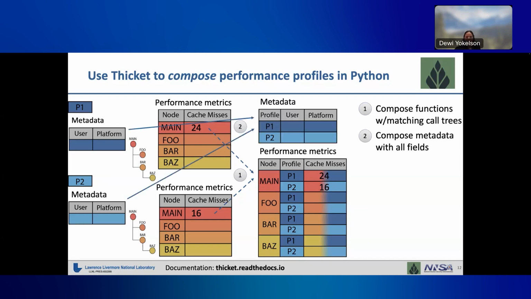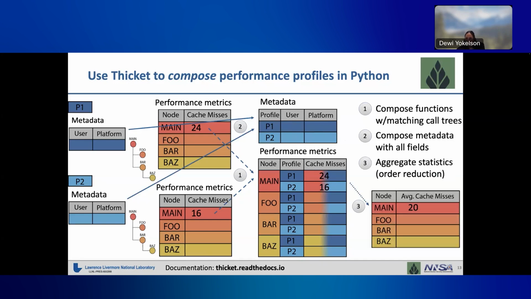Similarly, the metadata gets composed. In this case, we just have two rows, one for profile 1, one for profile 2, where we would have who ran that profile and which platform it ran on. So all the metadata fields get added together in that way.